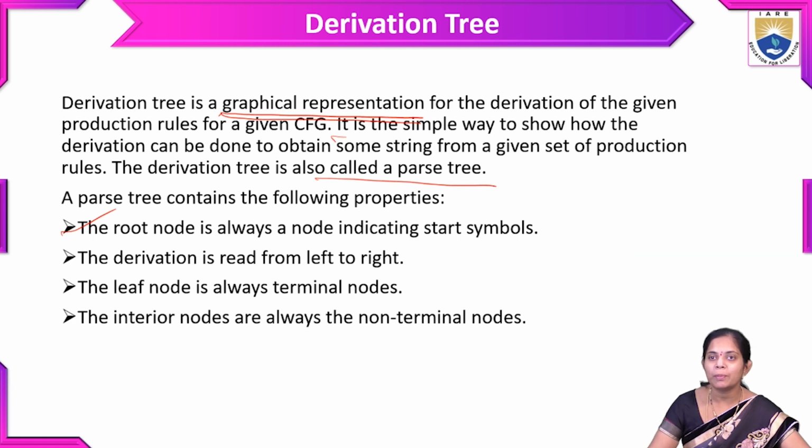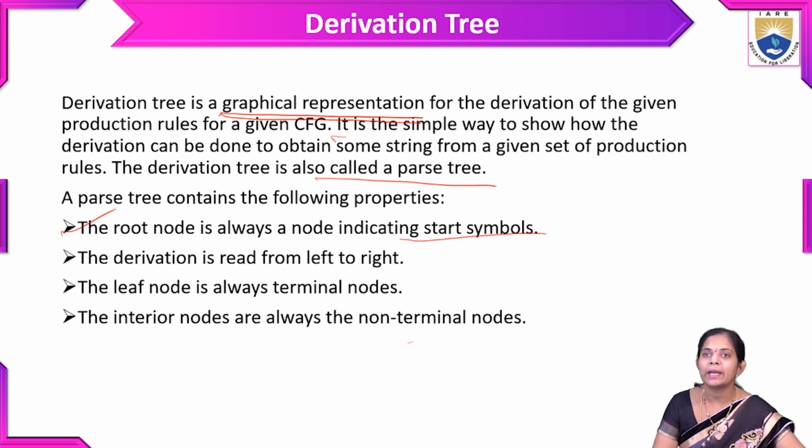So this is about the properties of the parse tree. The root node is nothing but the start symbol, the derivation is read from left to right, the leaf nodes are always terminal nodes, and the interior nodes are always non-terminal nodes. These are the properties, and the derivation tree is a graphical representation, also called the parse tree.